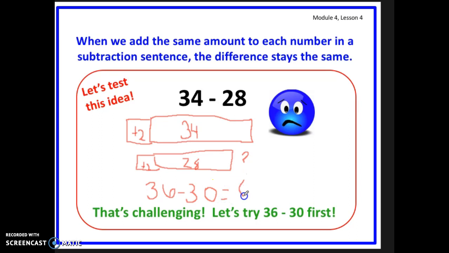Now, the cool part about this, why I love it so much, is we made a simpler problem to answer this question. Because guess what? 34 minus 28 is 6 too. It's the same thing. All we did was we added 2 here to make it a more friendly number. We're going to try some more.